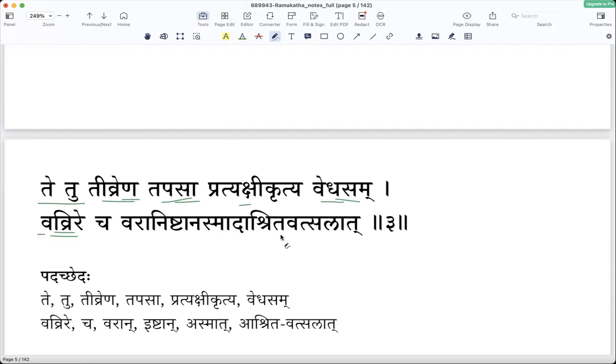So asmat ashrita vatsalat, from this person, which is Brahma, who is ashrita vatsalaha. Vatsalaha, very compassionate towards those who have surrendered to him, ashritaha. Ashrita vatsalat asmat brahmanaha, from Brahma, who is very kind or compassionate towards those who have surrendered to him. Varan vavrire, ishtan varan vavrire, they asked for boons that they like. Okay. So the lit is basically paroksha bhut, is it?